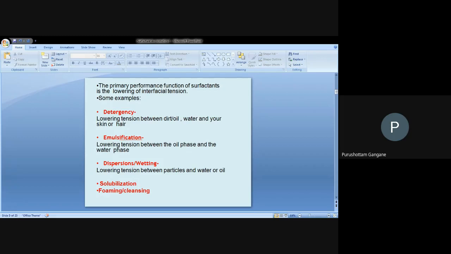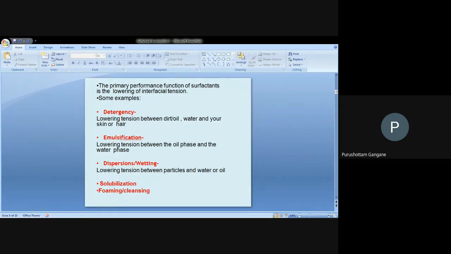Then solubilization. If you have to solubilize something, if some slightly soluble drugs are there, they are not soluble in water. Some ingredients are not soluble in water. In that case, you can use a surfactant like sodium lauryl sulfate, which reduces the interfacial tension and improves the solubility of most solids in water.